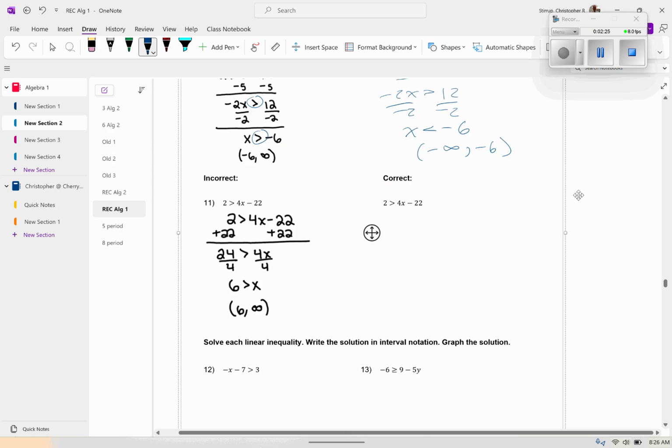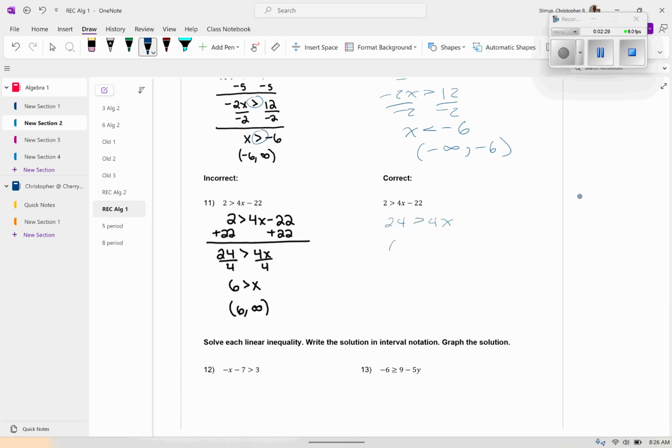Let's make the correction on this one. Let's add 22 to both sides. Divide each side by 4. Flip the whole thing over. So that's pointing to negative infinity to 6 round bracket. Where they made the mistake is they should have flipped that over.